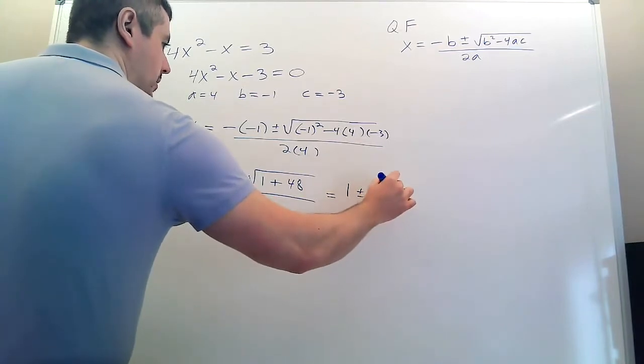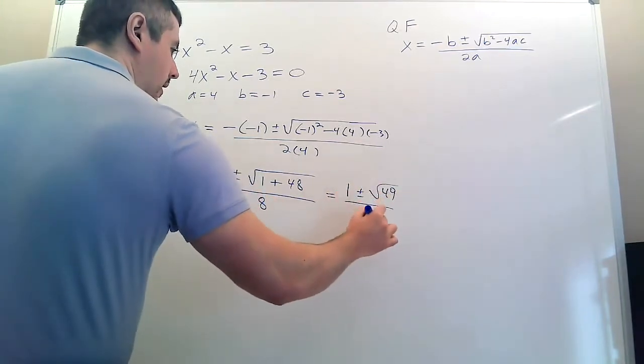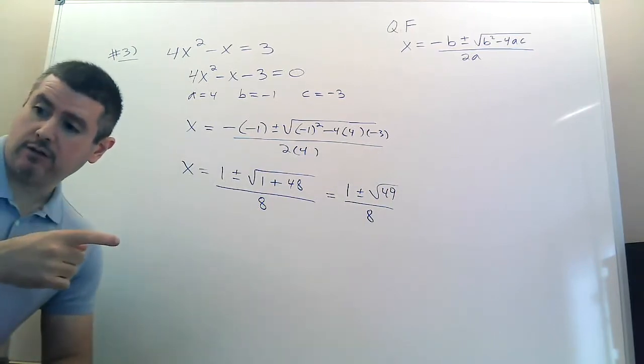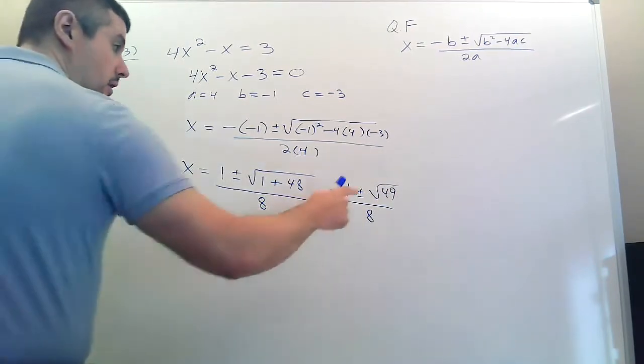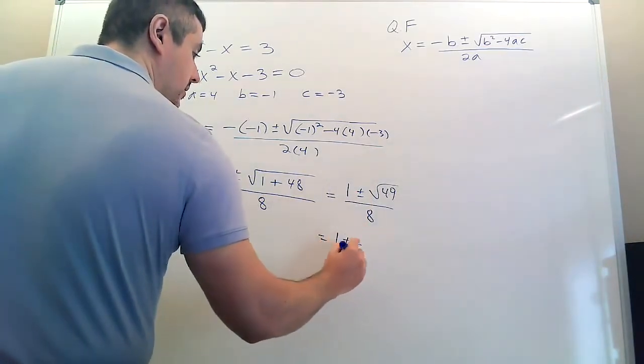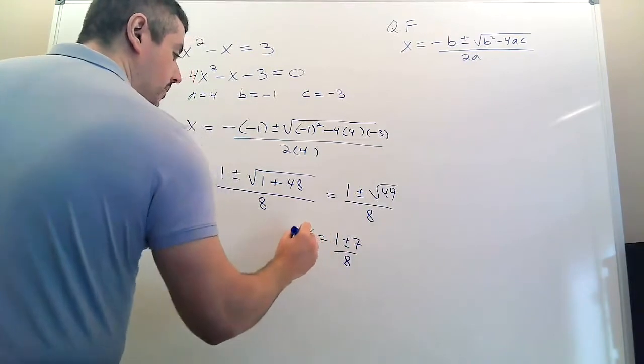And that's a special number. That's a number we know. That is a perfect square. It's going to come out of the radical. So you've got to take it out of the radical. So you're going to get 1 plus or minus 7 over 8.